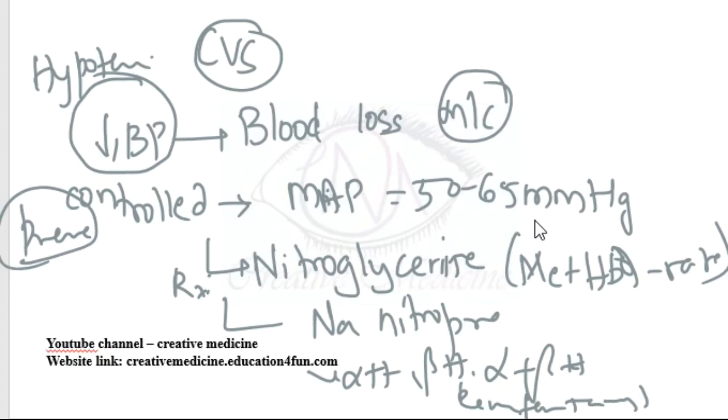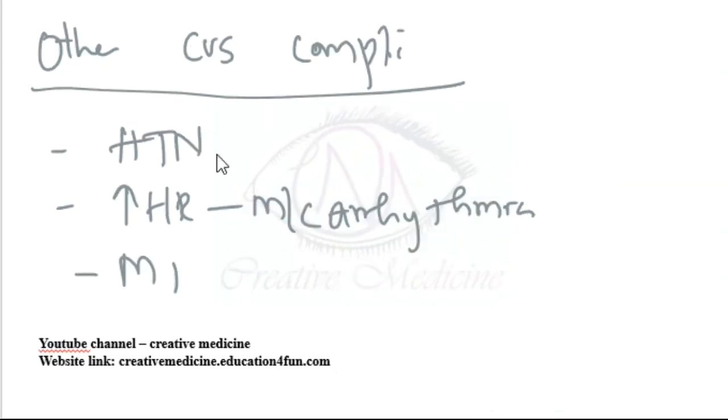autoregulation. The agents used for controlled hypotension are nitroglycerin, sodium nitroprusside, alpha blockers, beta blockers, alpha plus beta blockers, and remifentanil. Other complications seen are hypertension and tachycardia. The most common tachycardia is tachyarrhythmias. Myocardial infarction is one more complication.